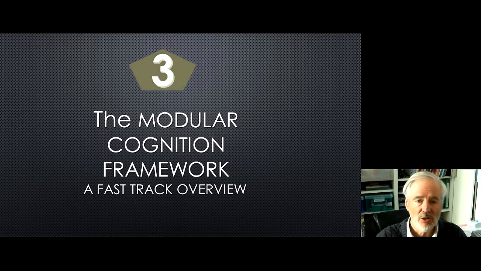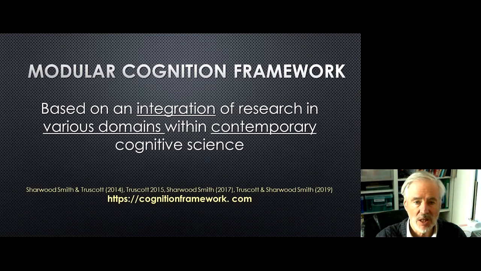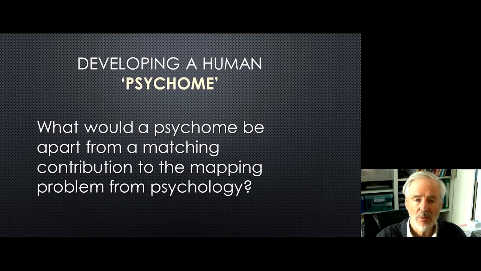So the modular cognition framework is not a theory of the whole mind exactly. You can get a basic model of the mind out of it, but it's a framework for building such a model using the help from many different experts from different areas of cognitive science, including neuroscience, of course. And it's a sort of integration of research in various domains within contemporary cognitive science. There's a website, which I'll repeat at the end, where you can find many more details.